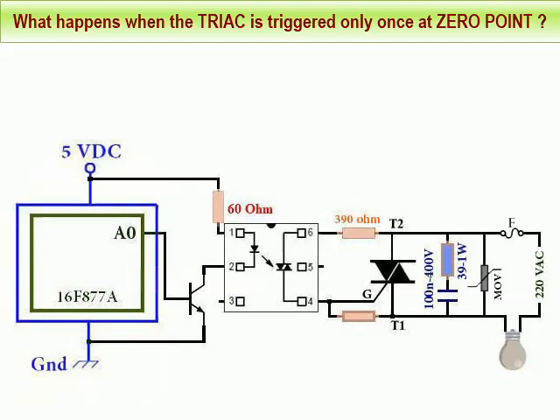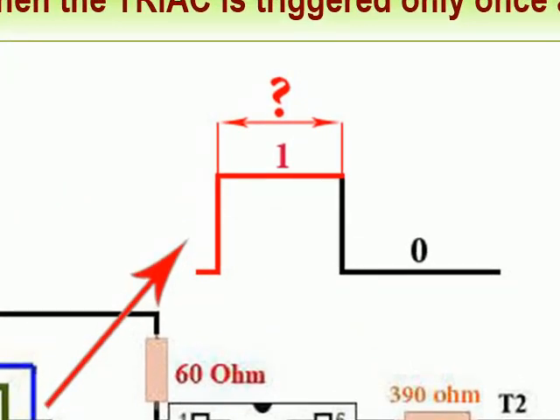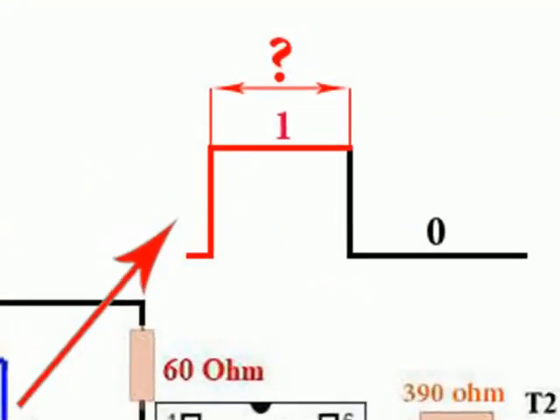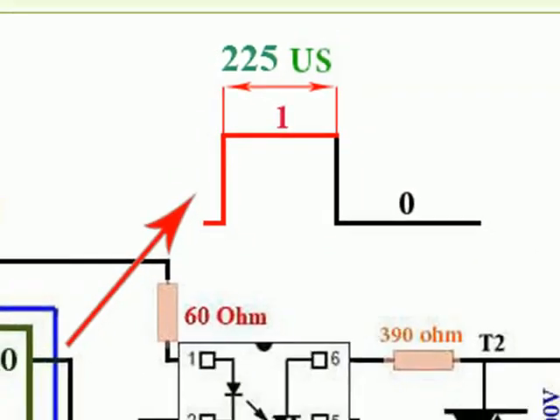Of course, to trigger the TRIAC once, the microcontroller must send 1 for a short time, and then send 0 immediately. But before answering the question, it is necessary to know for how long the microcontroller should send the 1, so as to ensure that the TRIAC is triggered successfully, before sending 0 to remove the triggering signal. Here is the answer in short. To ensure that the TRIAC will be triggered successfully, the microcontroller must send 1 for at least 200 microseconds or a little more. The value of 225 microseconds is ideal, practical and tested.